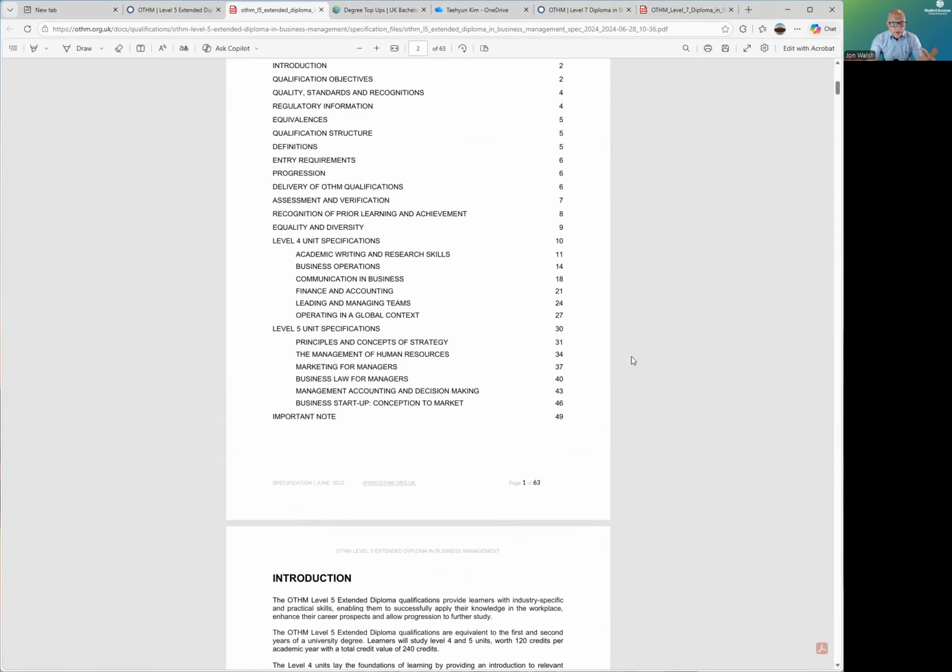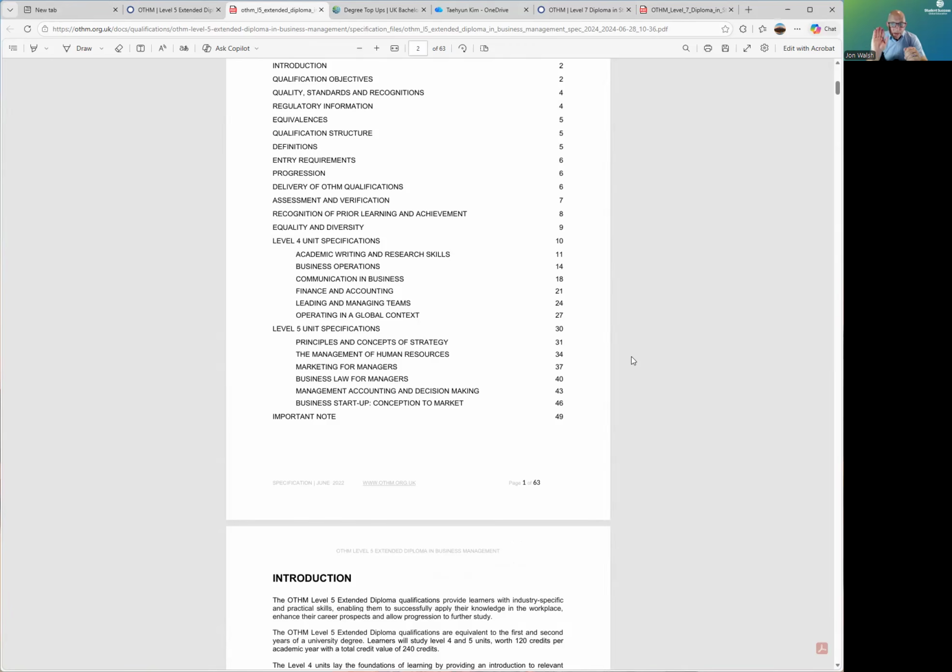Now, please, for any of you who are thinking, oh my God, finance, I can't do finance. It's not an in-depth look at finance. Okay, it's a very basic overview of finance and accounting. Leading and managing teams and operating in global context. Those 6 units are the equivalent of year 1 of a bachelor's degree through OTHM.